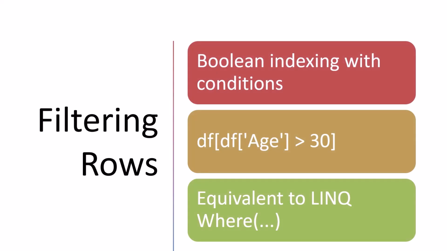The most fundamental operation in Pandas is filtering rows based on a condition. When we write an expression like df[df['age'] > 30], Pandas evaluates that condition for every row and keeps only the rows where the condition is true. Conceptually, it is identical to writing a where clause in LINQ in C#. The difference is that in Pandas, we express the condition directly using column names. The style may look unusual at first, but it becomes very natural once you realize that Pandas is designed around column-wise operations.